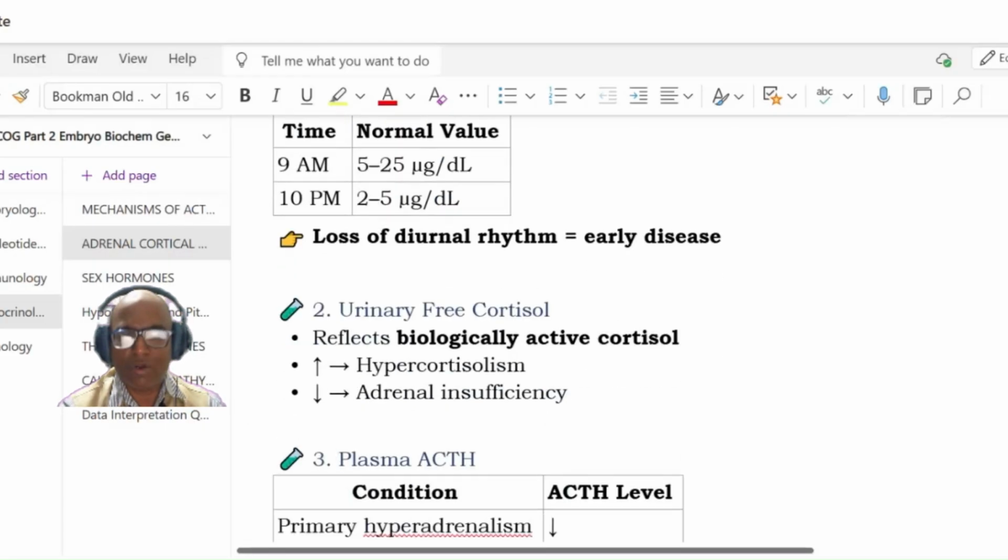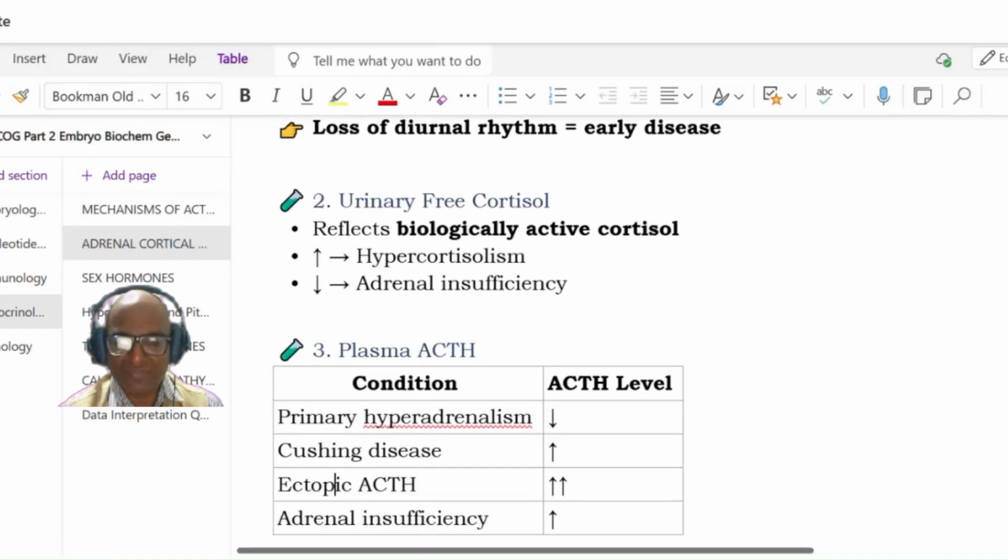Then urinary free cortisol. This urinary free cortisol reflects biologically active cortisol. So it is increased if there is hypercortisolism, and it is decreased if there is adrenal insufficiency.